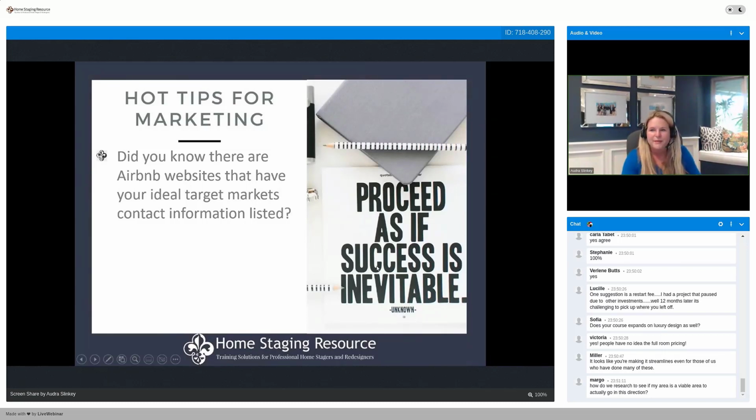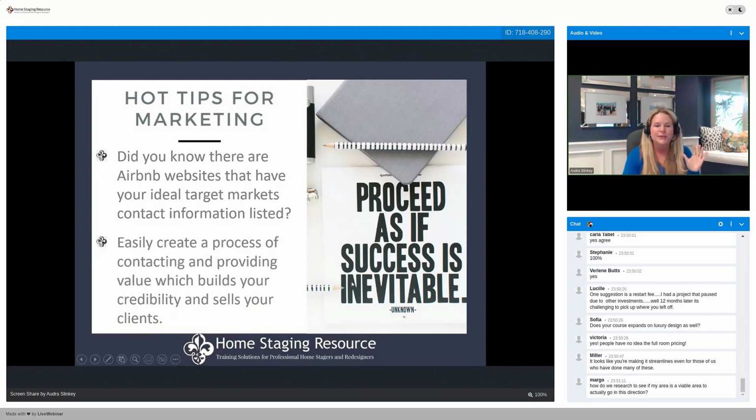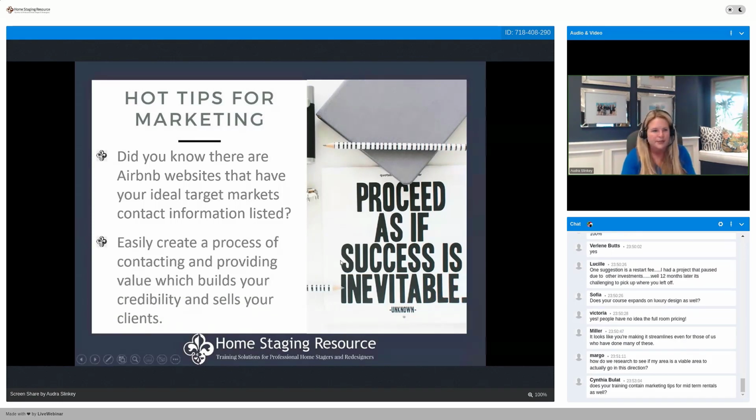Yeah, streamlining it all. Did you guys know that there are Airbnb websites that have your ideal target market's contact information listed? Yes, there are. So cool. So easily create that process: contacting, providing value, building your credibility. It sells your clients, because here's the truth of it.